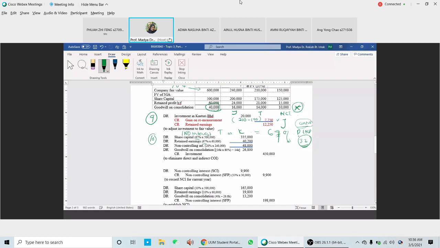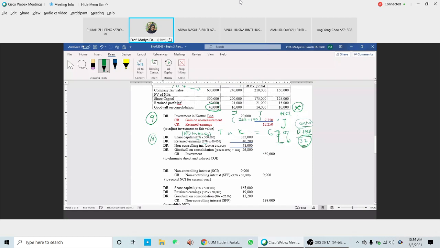So your control here, you're going to calculate based on direct and indirect, because Tua can only control Kasturi through Cepat. So we're going to include both direct and indirect. Indirectly, Tua controls Kasturi through Cepat. So we're going to put it as 67%. So RE here will be 67.